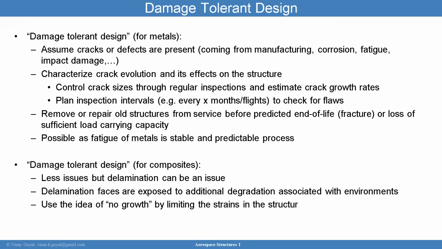The damage tolerant design for metals, usually what it does, it assumes a crack or defects are present, and they come from either manufacturing, corrosion, fatigue, impact damage. You're looking at how tolerant the design is, and you want to characterize the crack evolution and its effects on the structure. You want to make sure that these damages will not lead to a catastrophic event.